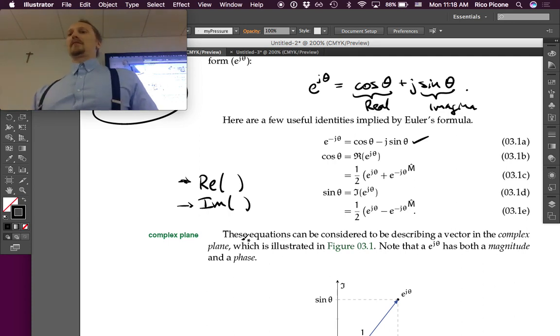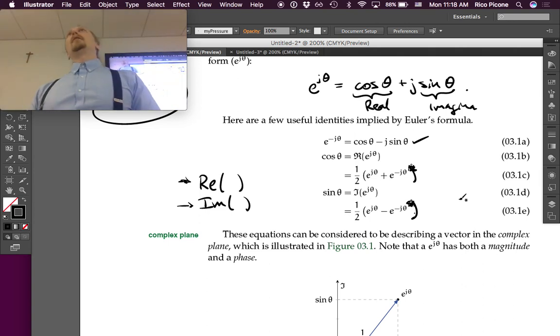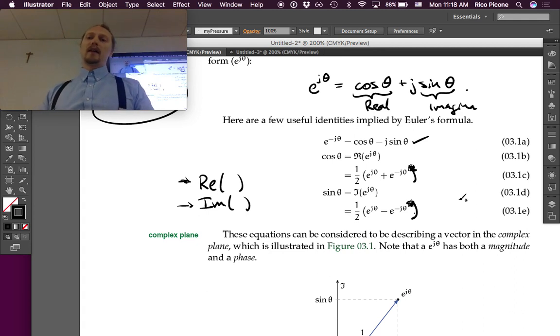So that's that. These are just strange things, but in your notes, it's not like that. I don't know why. When I import that into Illustrator, it comes out weird. But in any case, you can express cosine and sine in terms of real and imaginary parts of e to the j theta, and also in terms of sums of complex exponentials. So these are nice identities to have around, so I just stuck them here so that you have access to them anytime you want.